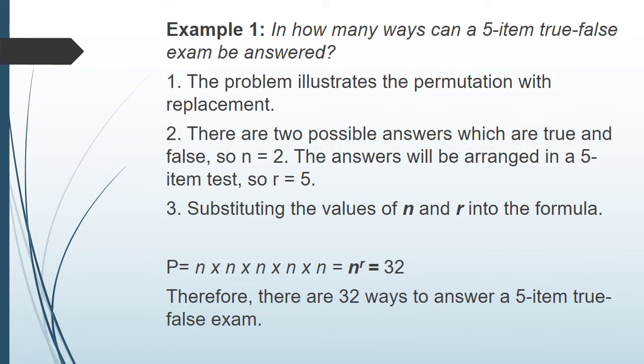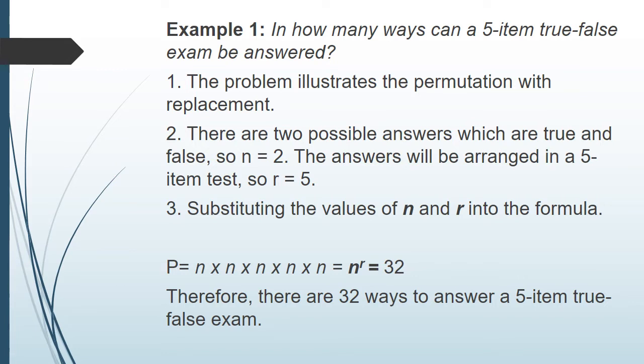Example 1. In how many ways can a 5-item true-false exam be answered? The problem illustrates permutation with replacement. There are two possible answers, which are true and false, so n is equal to 2. The answers will be arranged in a 5-item test, so r is equal to 5.